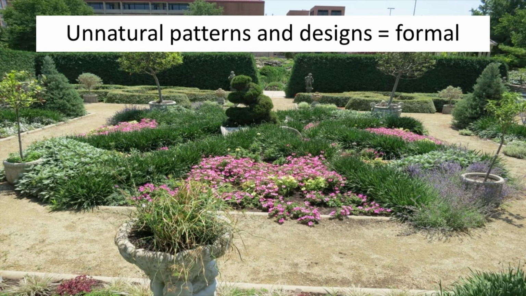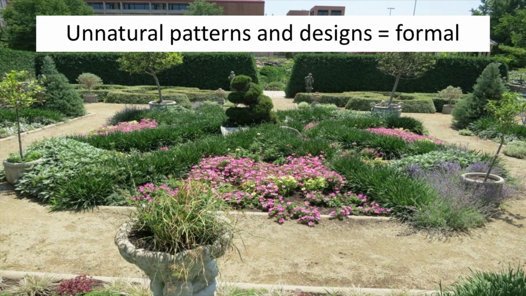Unnatural patterns or shapes are going to equal formal elements. Okay, so we've got a kind of corkscrew evergreen in the middle of this picture here. That's obviously not growing that way naturally. It's been sheared into that shape, and that makes it a naturally formal element.